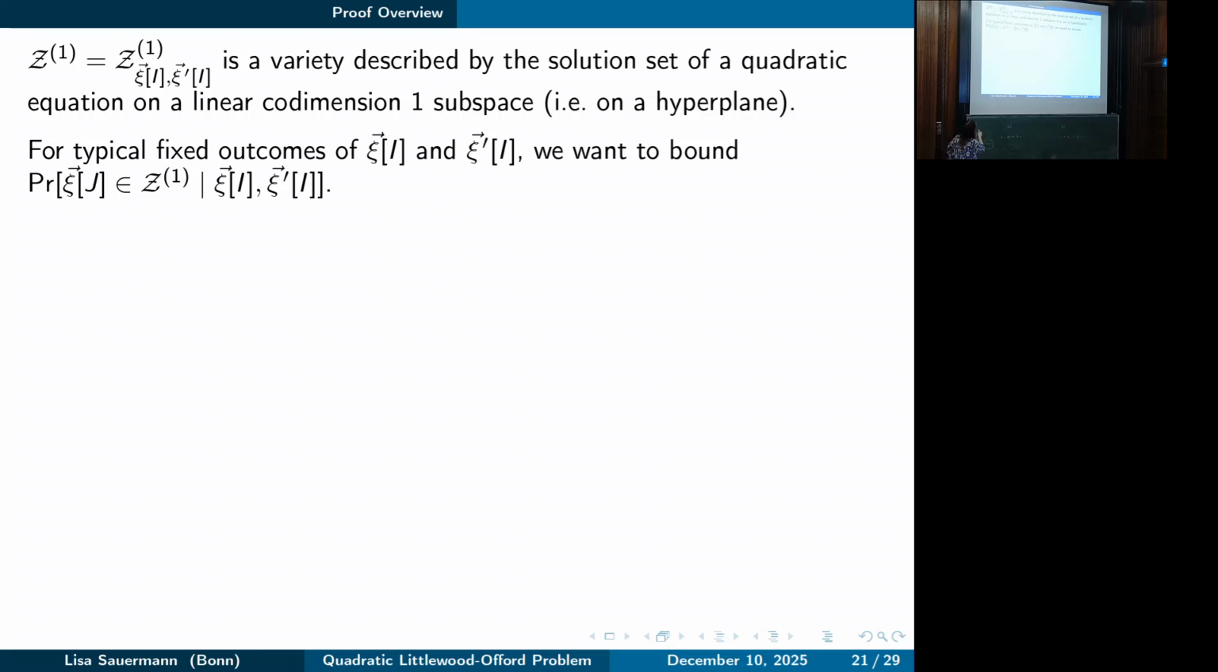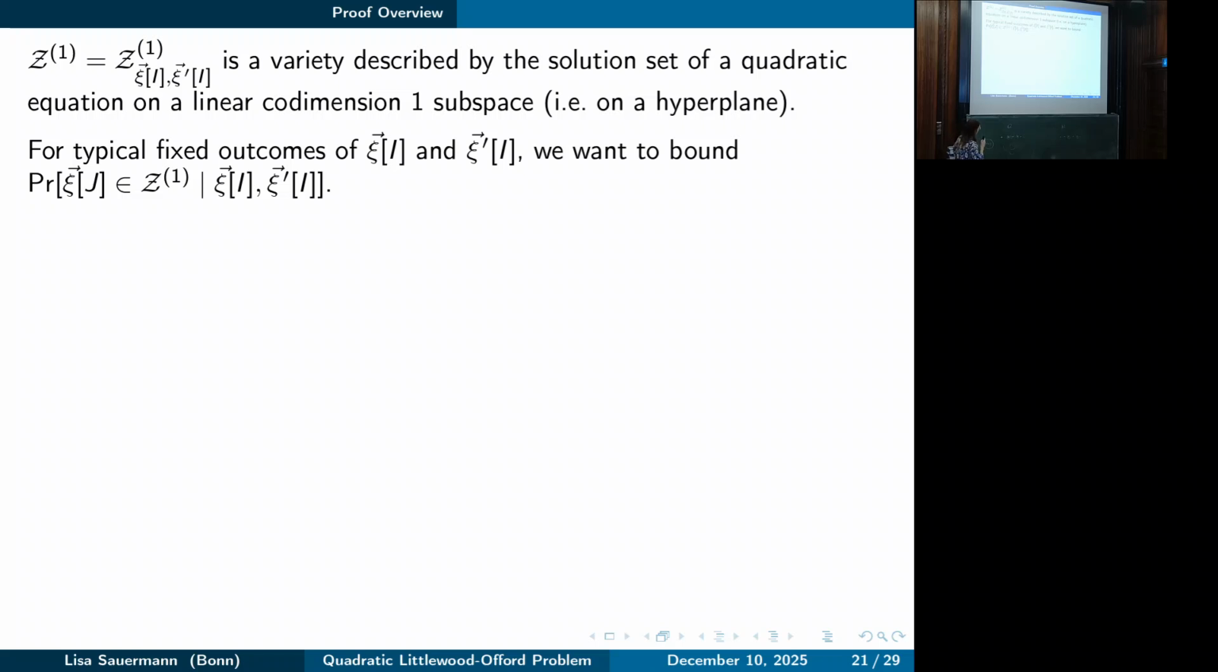Okay, so here's again our setting. We had this variety which depended on the outcomes of xi I and xi prime I, but just to make the notation less clumsy, I'll omit the subscripts now. So this is a variety described by the solution set of a quadratic equation on a linear codimension 1 subspace, so on a hyperplane. For typical outcomes of those, our goal is now to bound the probability that xi j is in this.